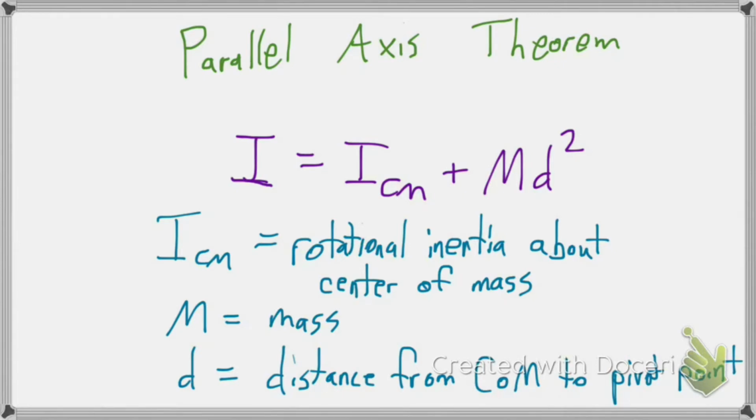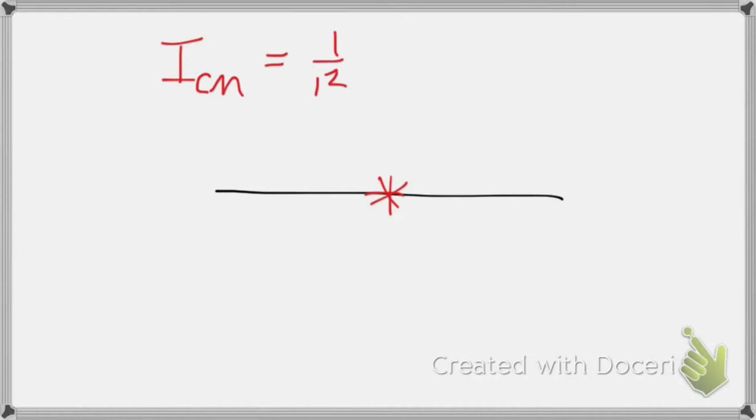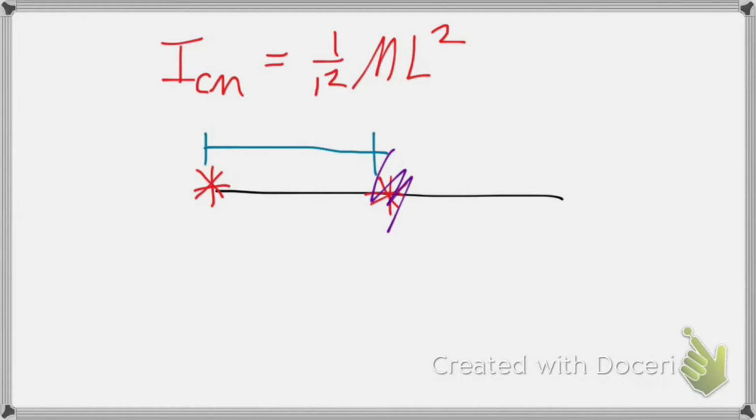Here, I_CM is the rotational inertia about the center of mass, M is the mass, and d is the distance from the center of mass to your new pivot point. For our example, initially this was rotating about the center of mass, and we found that the rotational inertia about the center of mass was 1/12 ML squared. That was in the previous video. Now, we're going to move that pivot point to no longer be here. Now it's going to be moved to over here. That distance right here is simply going to be L over 2.